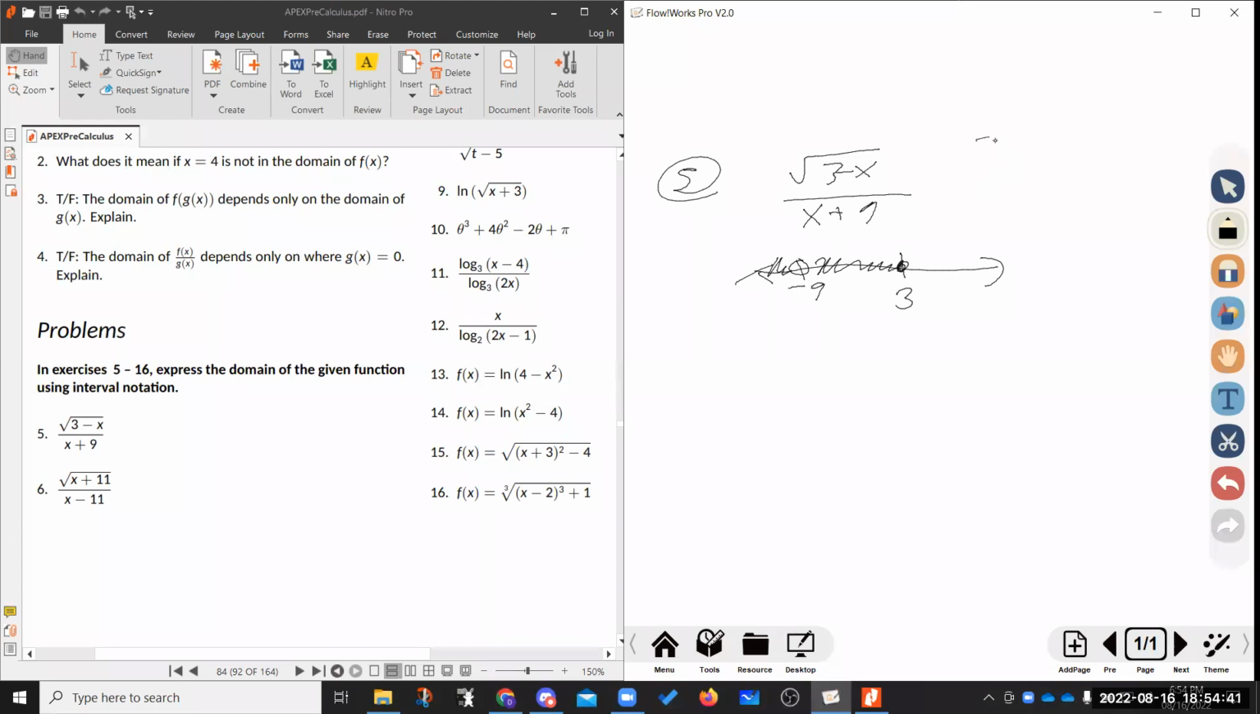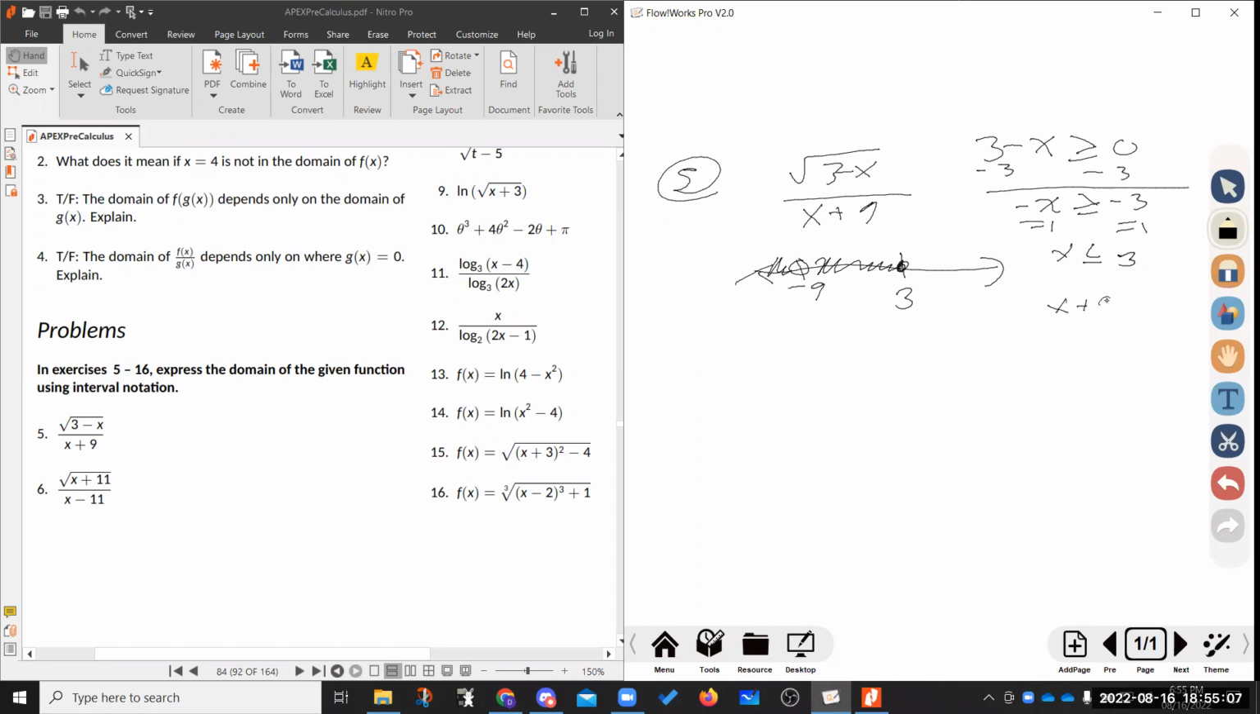How did I get that it was less than or equal to 3? I said 3 minus x has to be greater than or equal to 0. I'm going to subtract 3 from both sides. -x is greater than or equal to -3. Divide by -1. When I divide by -1, I need to change the direction of the inequality. x less than or equal to 3.